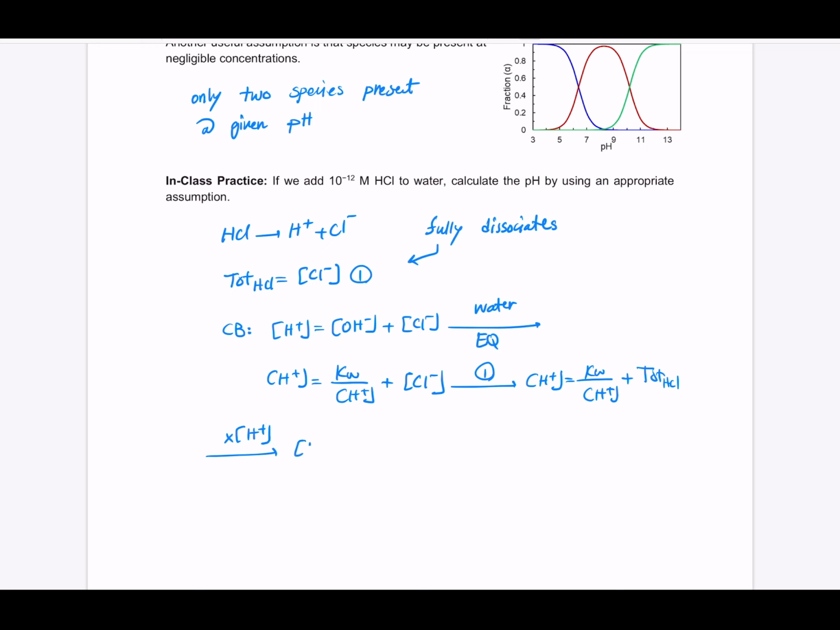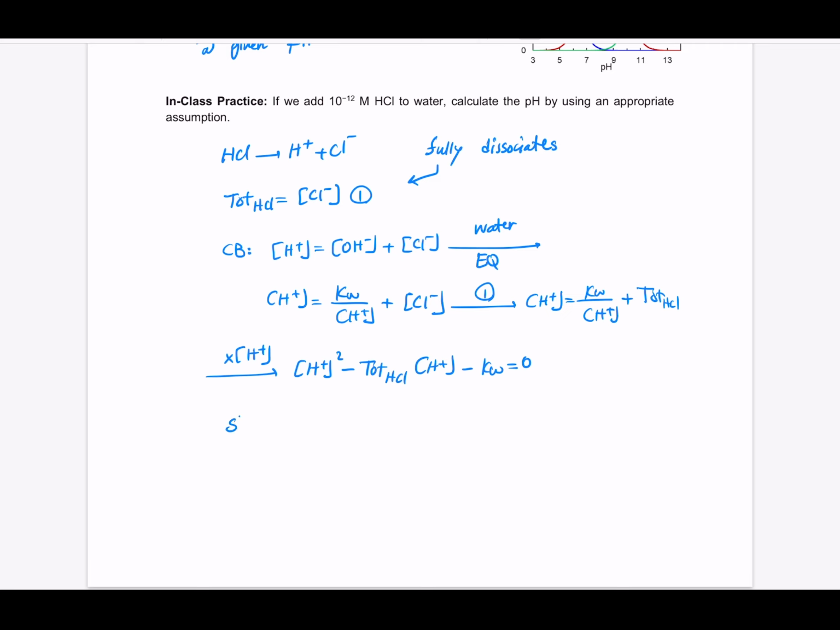Then we get to H plus squared minus total HCl, that would be... no, that shouldn't be KW. It should be H plus and then minus KW.